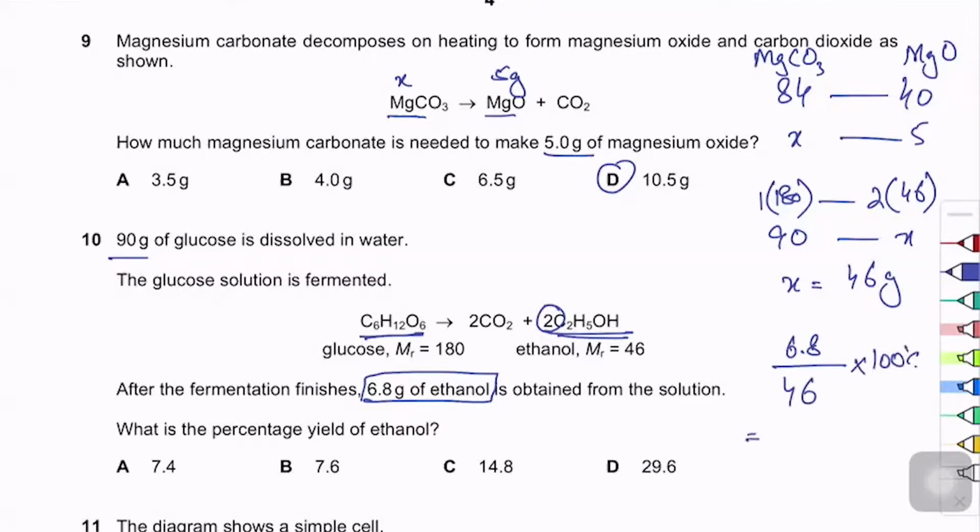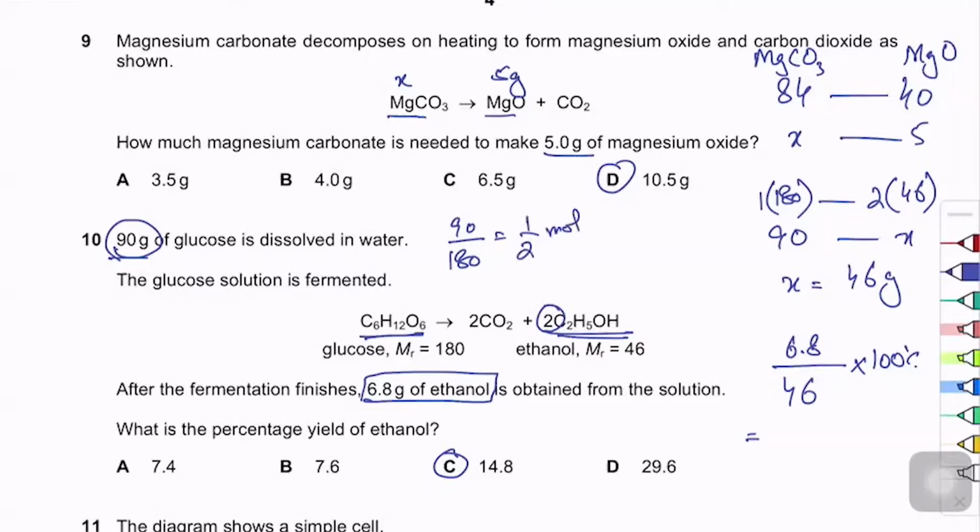So 6.8 divided by 46. That is 14.78. So yeah, 14.8% as my yield. Now, let's suppose you do not understand this trick or you do not want to try it. No problem. First, figure out how many moles of this you have. So 90 over 180, that is the moles. That means half a mole.